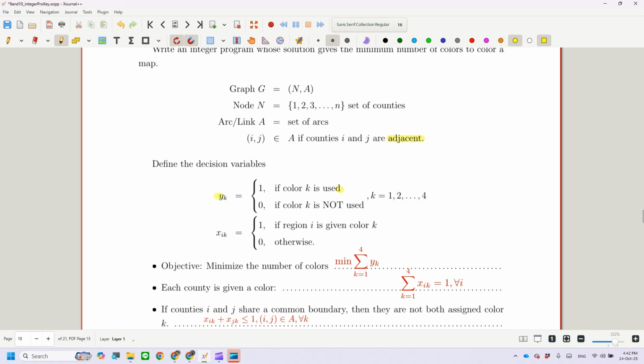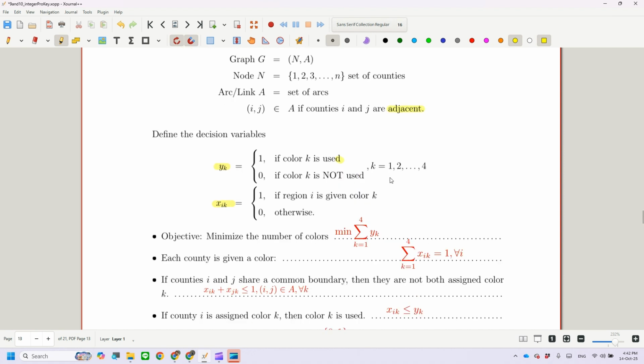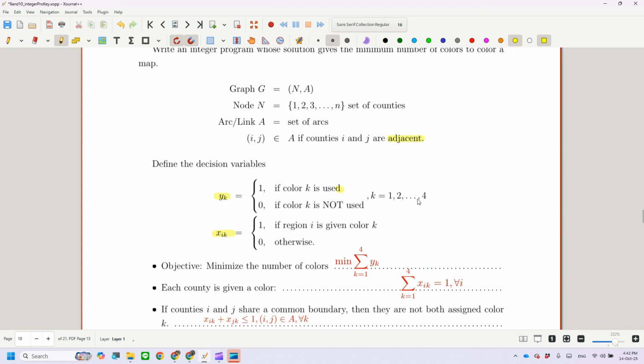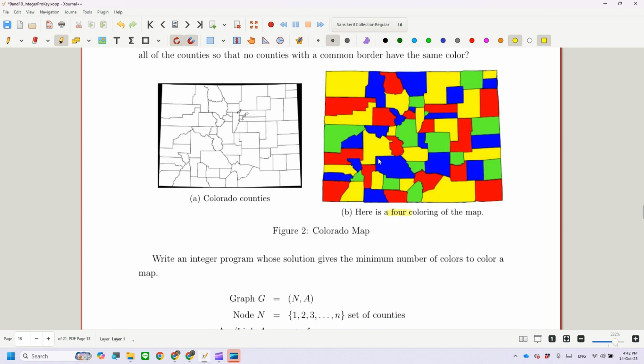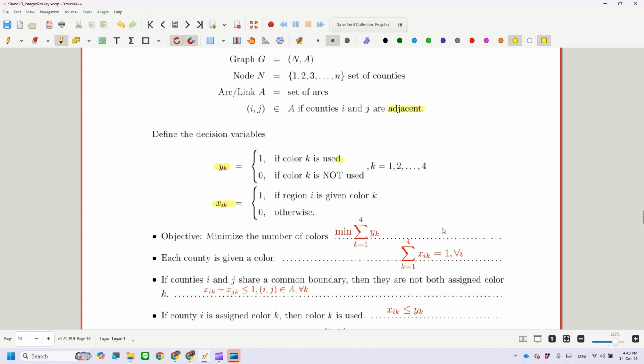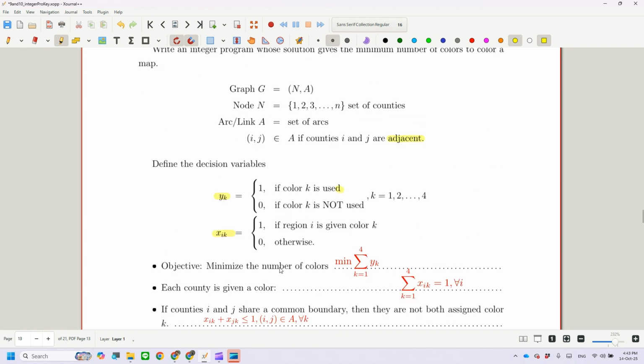So this has to do with color. Okay, and xik has to do with region i being given color k. Okay, xik. So now we have four colors, k from 1 to 4. So we want to find an assignment to see which counties should be painted in what color. So the objective is to minimize the number of colors. So we want to minimize the sum of yk.